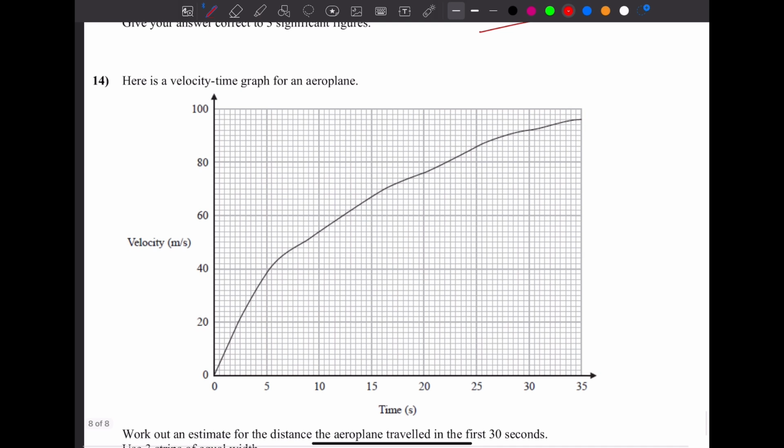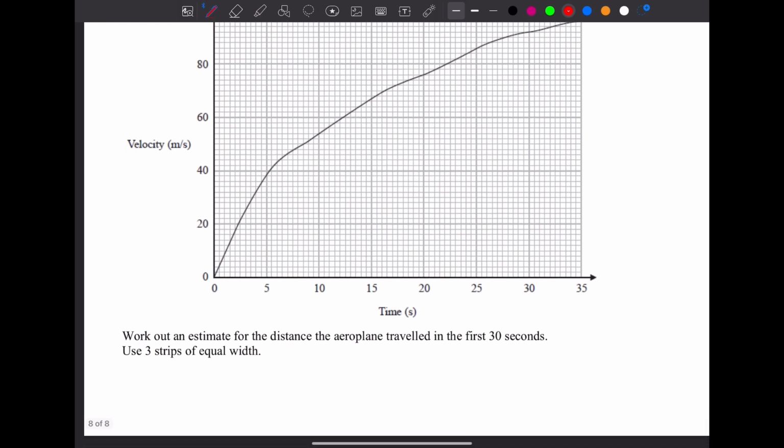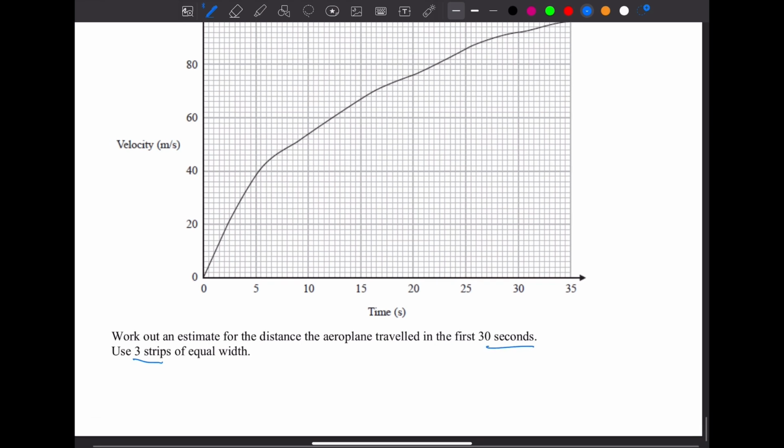Next one. Okay, velocity time graph. Work out the distance traveled by the aeroplane in the first 30 seconds. Easy question. Straightforward, as always. So, how many strips? 3 strips for the 30 seconds. So if you want to put it as 3 strips in 30 seconds, that goes every 10 seconds, isn't it? 30 divided by 3. So that's 1, that's 2, that's 3. And I'm just going to read these numbers and then write them down. So that's 40, 42, 44, 46, 48, 50, 52, 54.